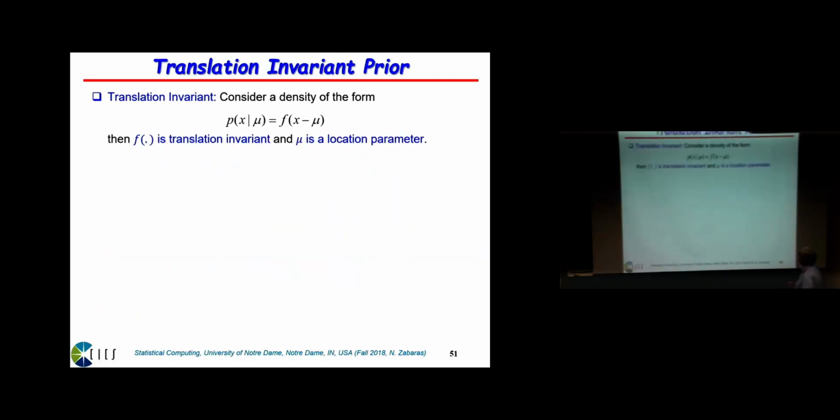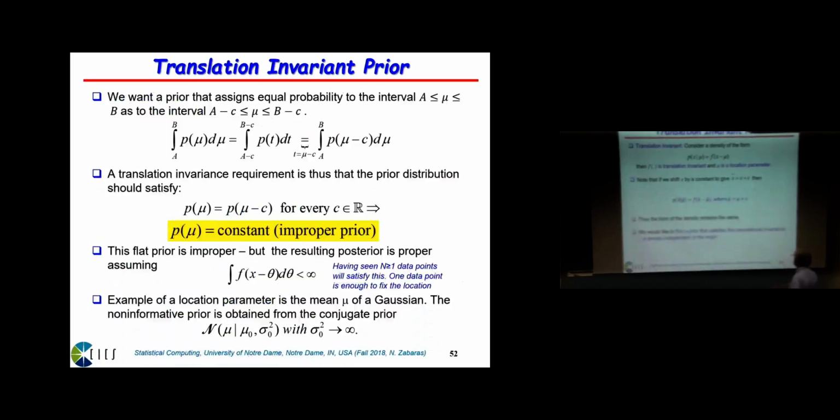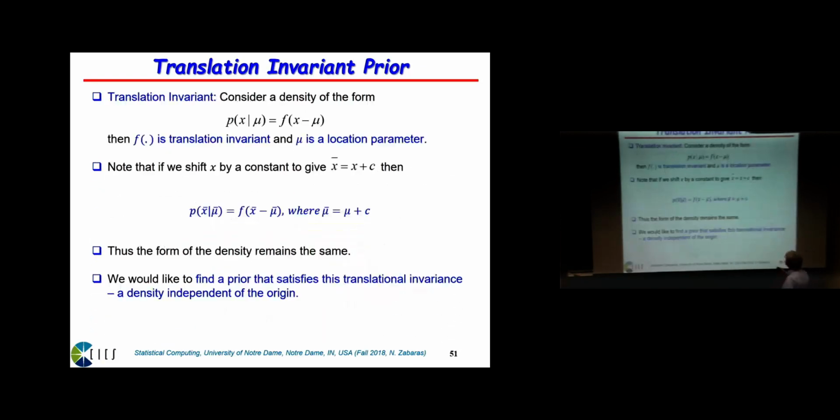So let me introduce this concept. We're going to discuss this translation invariant prior, okay? And you know the answer, okay? So I'm going to ask you after this slide to tell me what the answer is going to look like. So first, let me take a distribution, and I'm going to define this to be translation invariant when P of x given mu is f of x minus mu. And you can think, if you want to use your intuition, of mu as the mean of the distribution. So effectively, what it says is, this is a function of x minus the mean, okay?